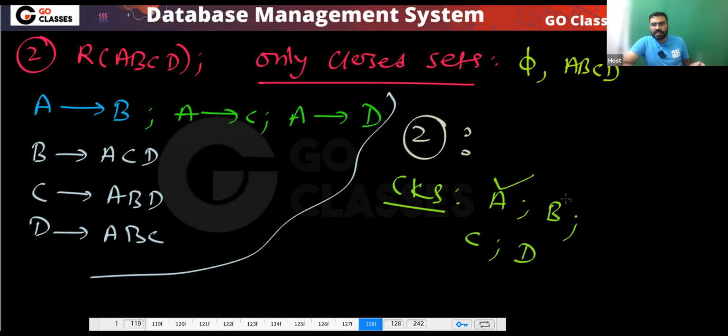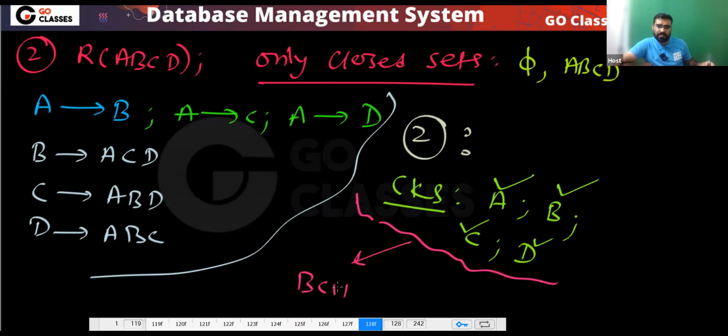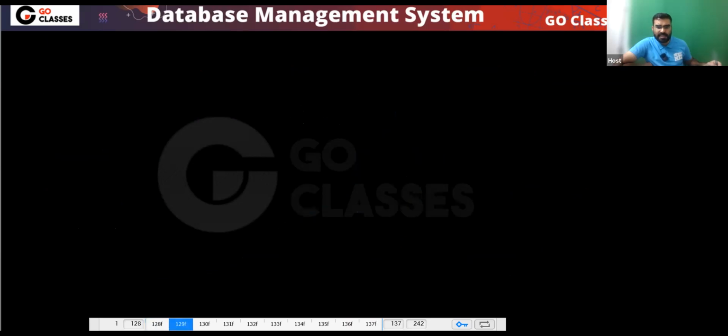Yes or no? What is your normal form? What can you guarantee? Every attribute is a candidate key. So it is BCNF. Every attribute is a candidate key. Yes or no? If every attribute is a candidate key, then can I say it is BCNF?